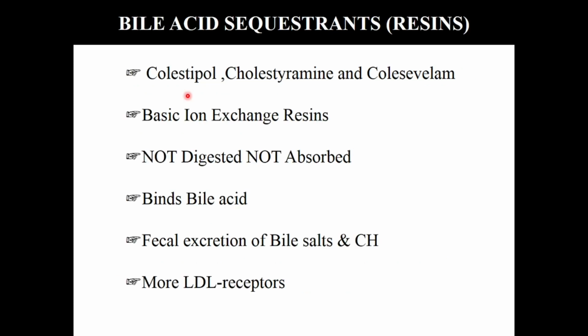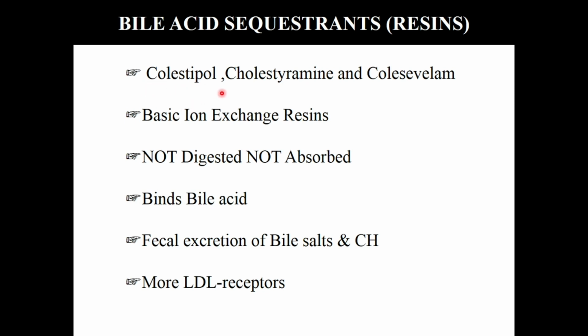This is another group known as resins. The classification here is bile acid sequestrants. They form insoluble components with bile salts by reacting with them. As a result, the formation of chylomicron is reduced, so obviously fat absorption from the GIT is reduced.